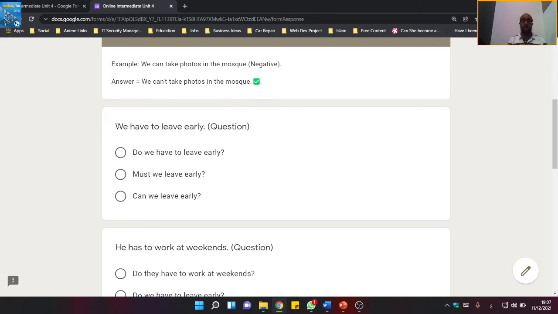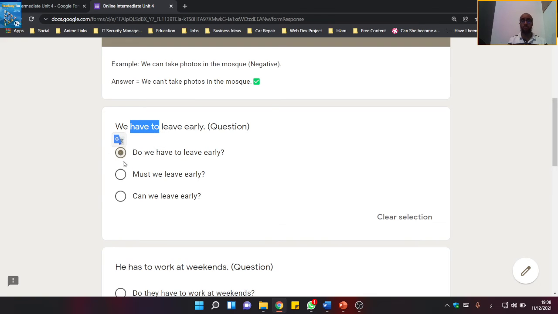Okay, here we have to. So they're using the modal verb have to, leave early, and we want us to change that sentence into a question. Okay, so what does that look like? And I'm sure you guys know that have to doesn't look like a modal verb, but it behaves like one. Okay, that's what I meant. So what do we do with this? To do the question, we have to use a do to make a question. So the answer is, do we have to leave early?